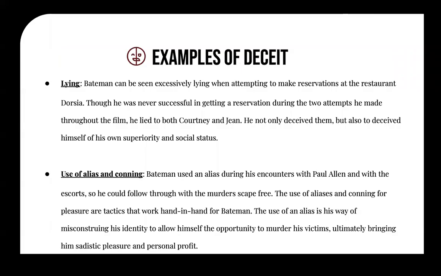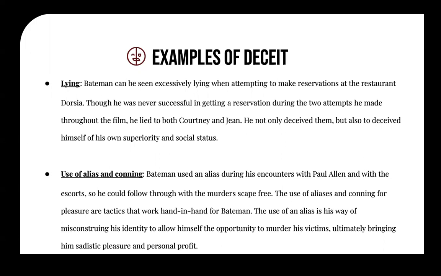So where do we see examples? Examples of deceit in the movie: lying. Bateman can be seen excessively lying when attempting to make reservations at a restaurant called Dorsia. Though he was never successful in getting a reservation during the two attempts he made, he lied to both Courtney and Jean. He not only deceived them, but also deceived himself of his own superiority and social status.